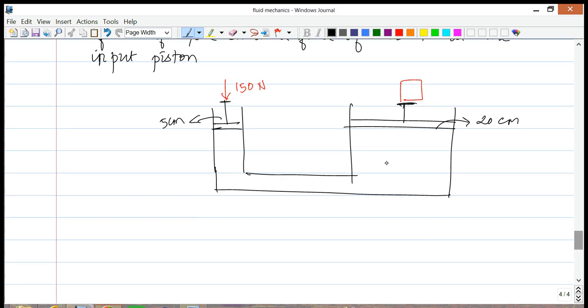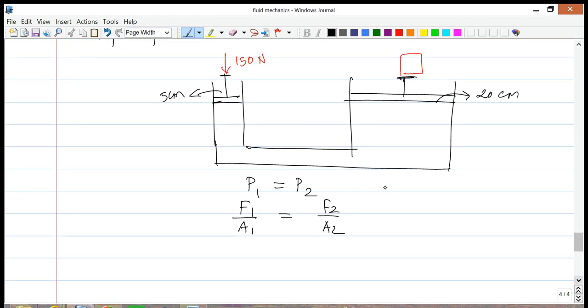It's a very simple calculation. So what we'll do is, we know that the pressures are equal. We know P1 is equal to P2, and if P1 is equal to P2, then we know that F1 over A1 is equal to F2 over A2. Great. Okay. So now let's plug in all our numbers. F1 is 150 newtons, and we'll divide it by the area on the left hand side. It's pi times r squared.